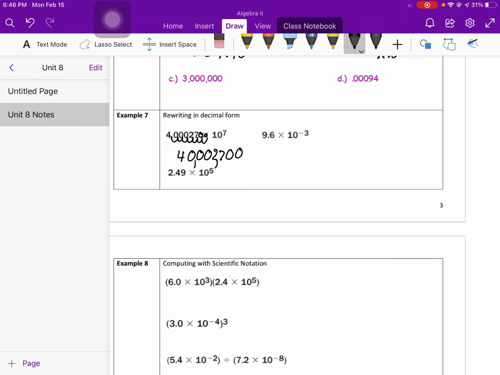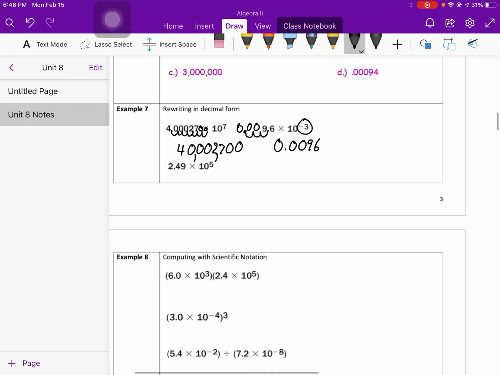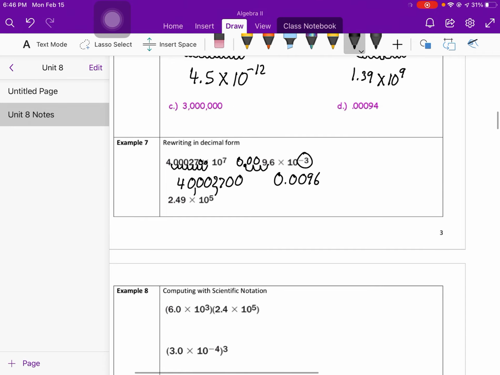And there you go. It's 40,002,700. This one we're going to do the opposite because it's a negative exponent. So we want to make 9.6 smaller, so we shift it the other way. 1, 2, 3. And we put a 0 and fill in zeros for that. So this would be, what is that? Tenths, hundredths, 96 ten-thousandths is what this would be called. All right, you kind of get the idea there.